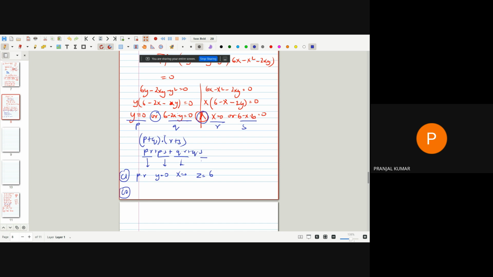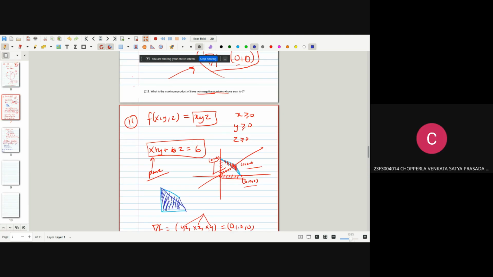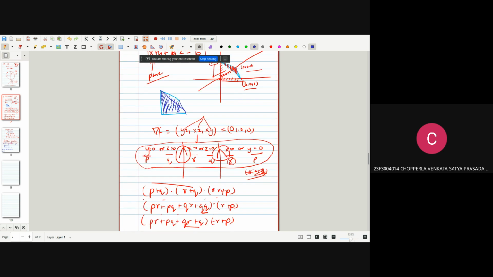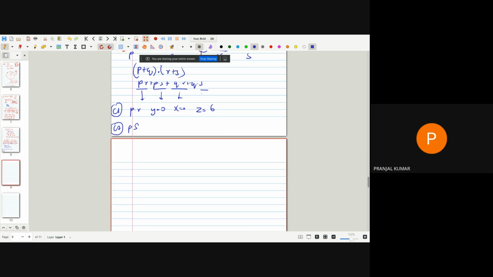Sir, given that x, y, and z are all positive, this case itself is probably not valid. What? x, y, z are all positive is what was given, so x equal to 0, y equal to 0 is not a valid case, no, sir. No, it is written non-negative. Oh, non-negative. Okay, non-negative includes 0.